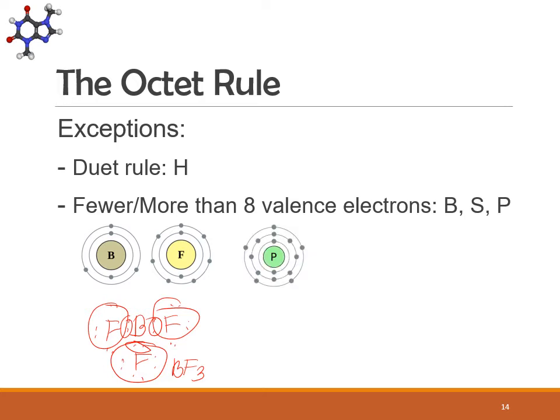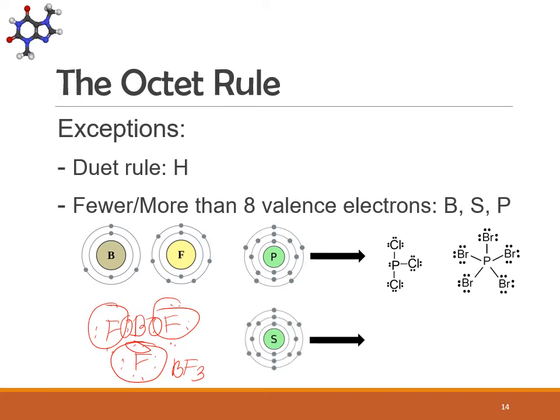Phosphorus has 5 valence electrons. It can accept 3 electrons to form phosphorus trichloride, or it can share its 5 valence electrons to form phosphorus pentabromide. Sulfur has 6 valence electrons. It can accept 2 more electrons to complete its octet by forming sulfur dioxide, or it can share each of its 6 valence electrons to form sulfur hexafluoride.